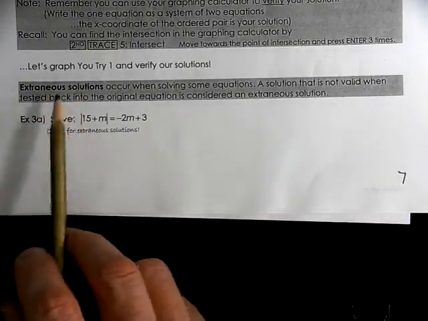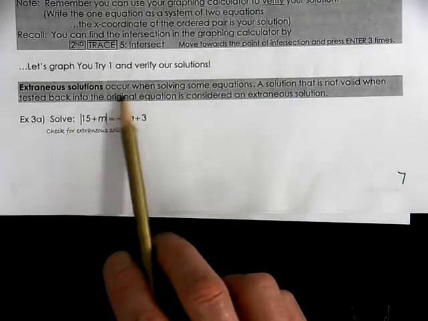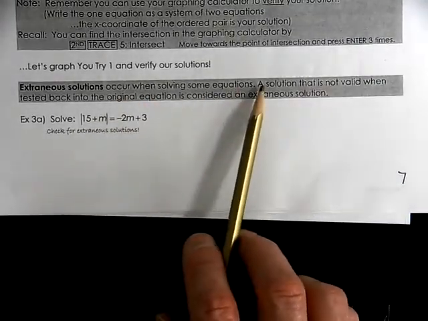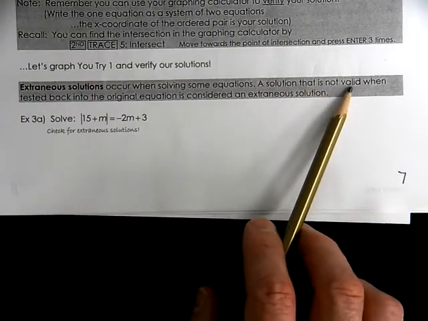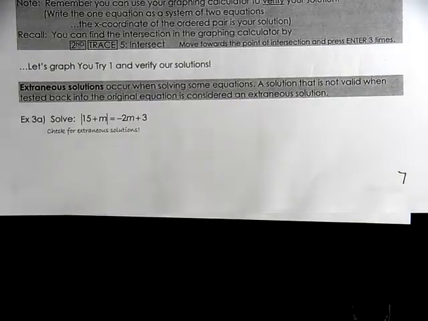Next, we're going to look at extraneous solutions. What is an extraneous solution? And it talks about it here. It occurs when solving some equations. A solution that is not valid when tested back into the original equation is considered an extraneous solution. So you've done all the math correctly, but when you check your answer, it doesn't seem to work. That's called an extraneous solution. You check your answer back in, and it doesn't make the original problem work.